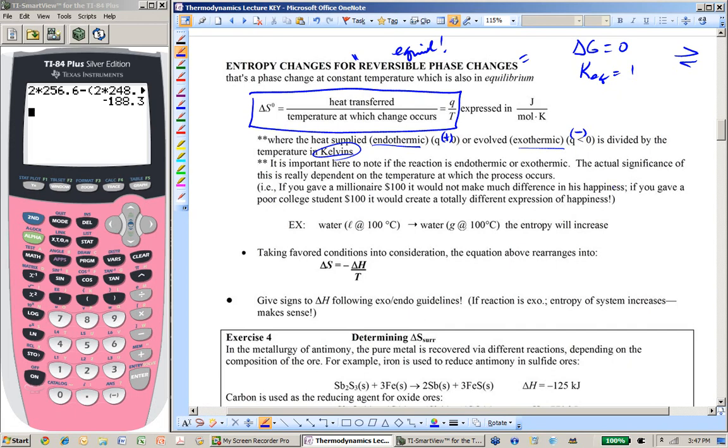And the actual significance of this is really dependent on the temperature at which the process occurs. Now, what this is trying to say to you is that unlike delta H and delta G, delta S actually has a temperature term in its definition. The best analogy I've ever heard about this in terms of a change in S, you're going to get different changes in S's depending on whether the system was hot or cold to begin with. So you can't ignore where it started.